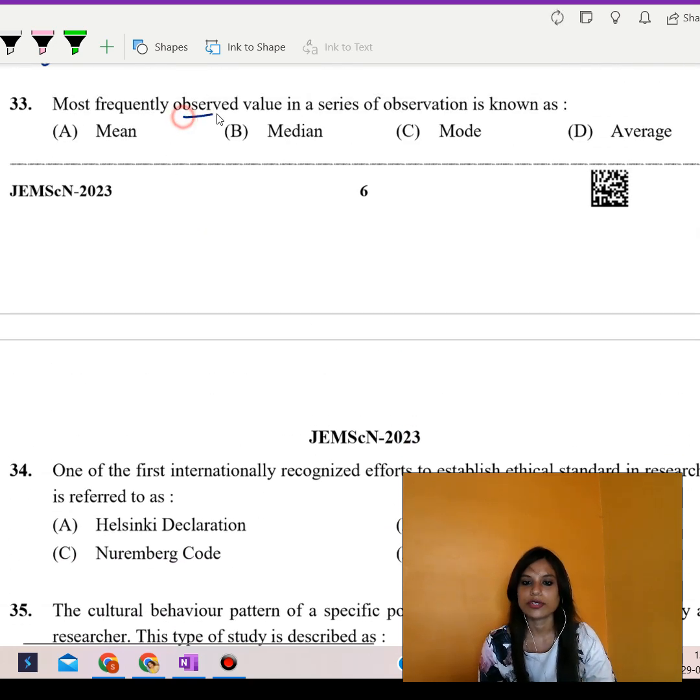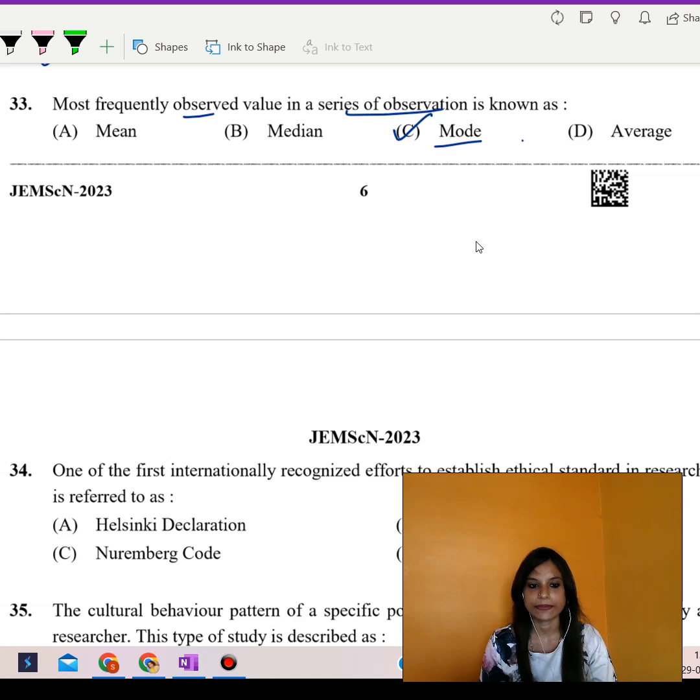Most frequently observed value in a series of observations is known as mode, that is option C. So mode is the most frequently observed value in a series of observations. It represents the value that occurs with the highest frequency in a data set.